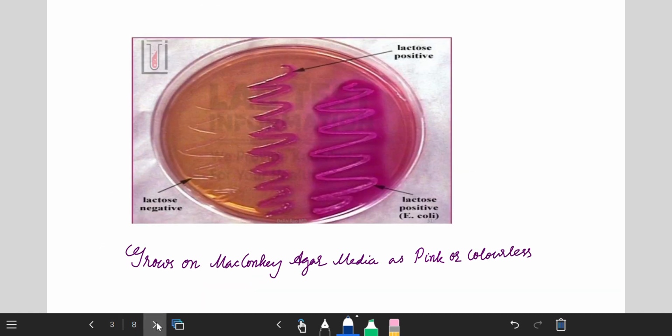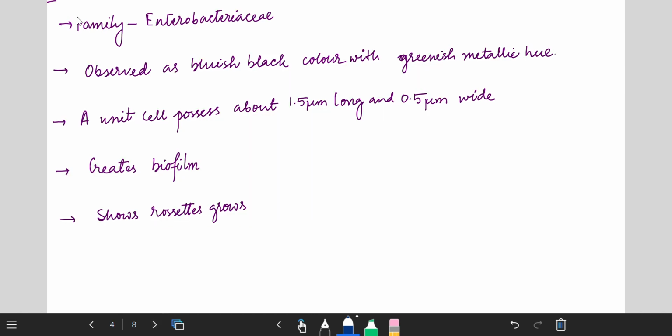When it grows in MacConkey agar media, it shows pink or colorless. Colorless means it is not fermenting lactose. Pink color shows lactose positive, means fermenting lactose. Now, it belongs to the family Enterobacteriaceae and is observed as bluish black color with greenish metallic hue. That part is very important, which is the color of E. coli. Many types of MCQs come from that part.